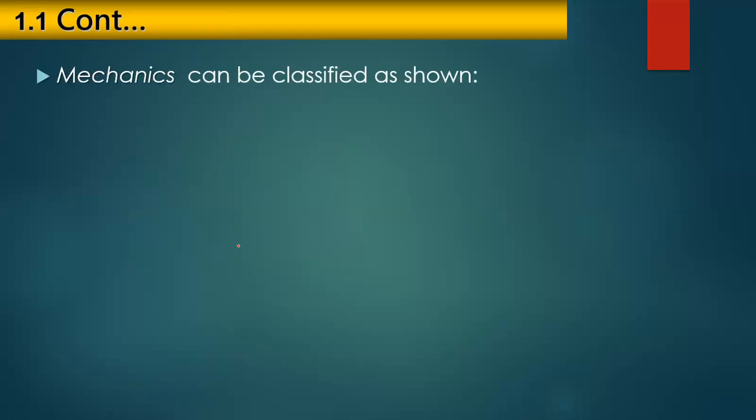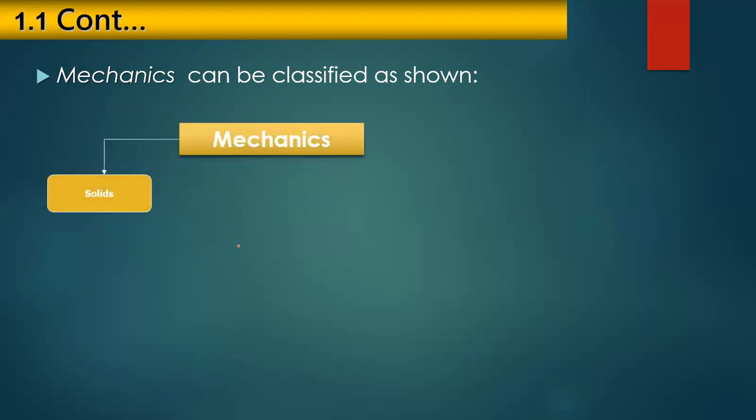Mechanics can be classified as in the diagram below. In mechanics, we have two components that we can discuss: solids and fluids. For those that are doing civil engineering and mechanical engineering, you do both. You do solids and you also do fluid mechanics. Solid mechanics is simply the things that we're going to be discussing.